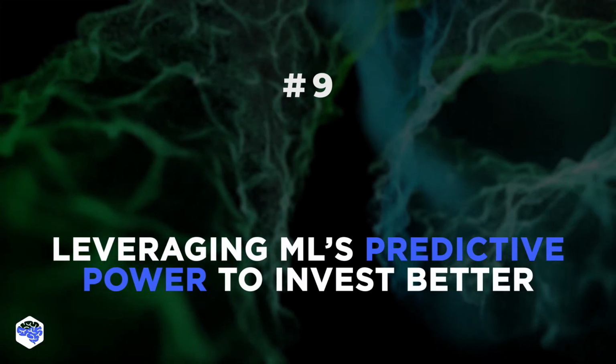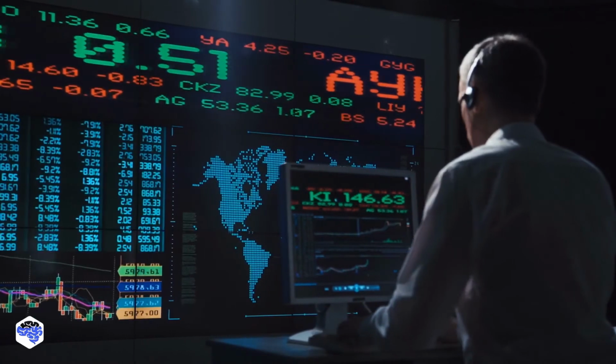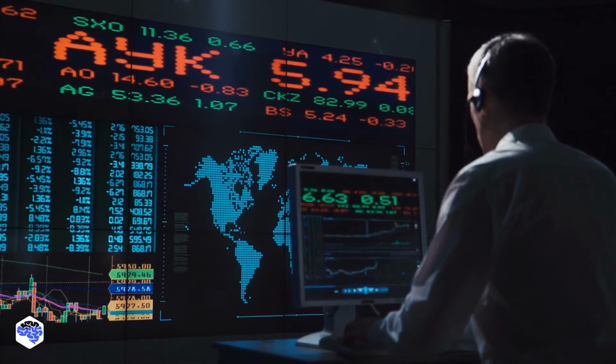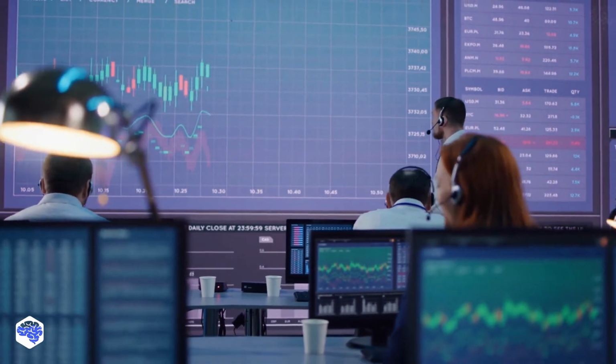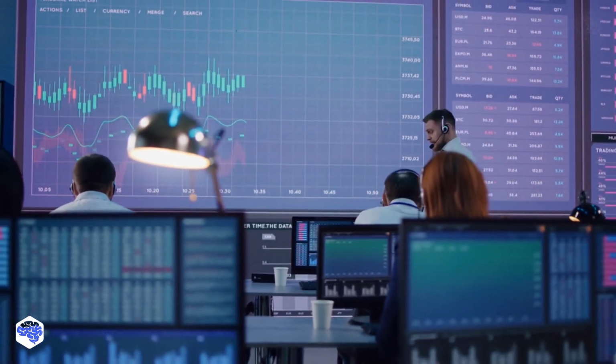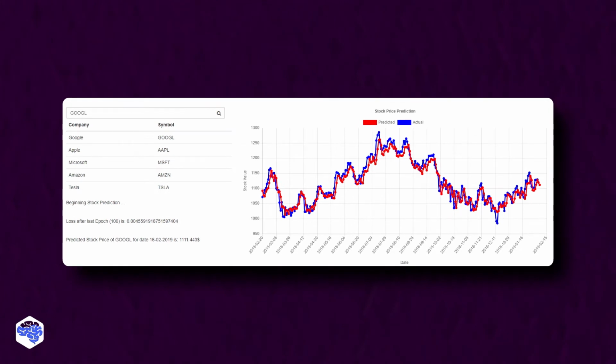The ninth idea is leveraging ML's predictive power to invest better. The problem is that investors often struggle with monitoring multiple trends and examining risks. The financial climate is always changing, especially if we consider the international market. The solution here is a smart investing application that analyzes trends on the market and offers data-driven investment advice.